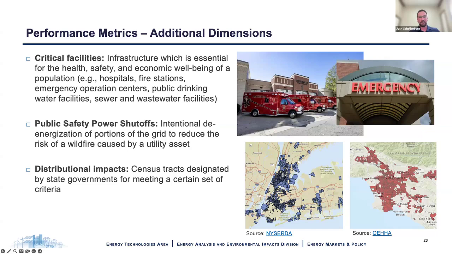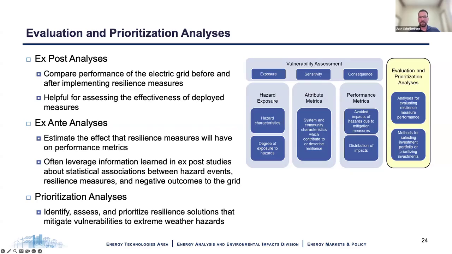And there's a lot of data, whether it's at the census tract level or even more granular, that can be used to assess how the resilience of a utility's service may vary throughout the system based on some of these distributional factors. So the last piece of the framework here is the evaluation and prioritization analyses. And these can be broken down into ex post analyses, where you're comparing performance of the electricity grid before and after implementing resilience measures. And then you can also think of it in terms of an ex ante analysis, which is estimating the effect that resilience measures will have on performance metrics.